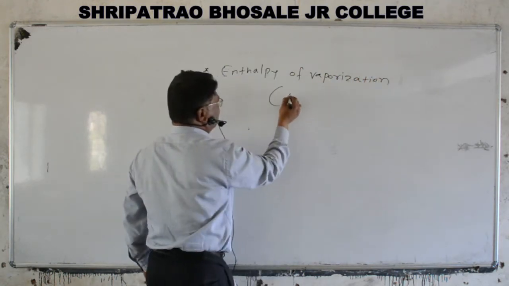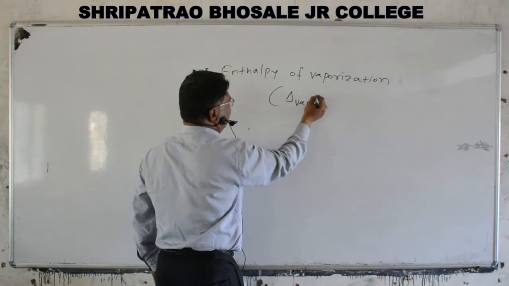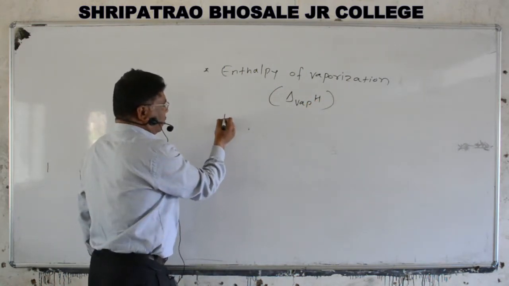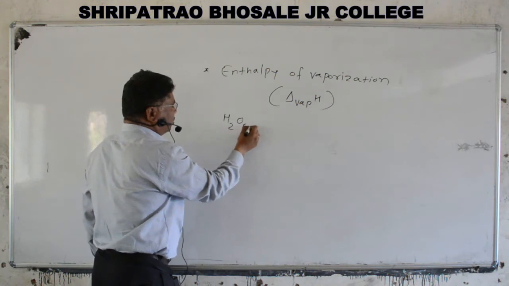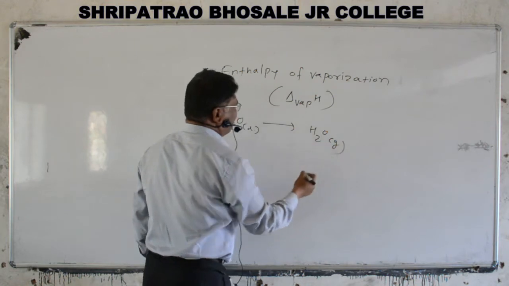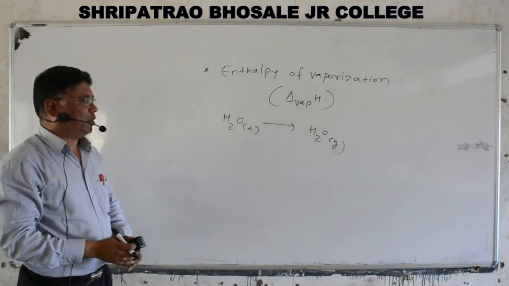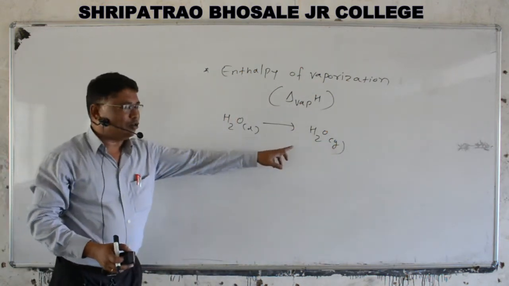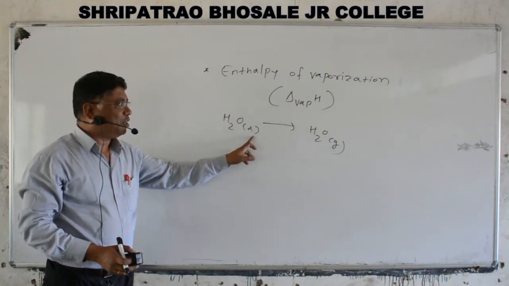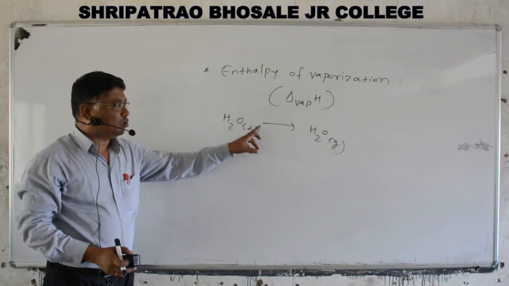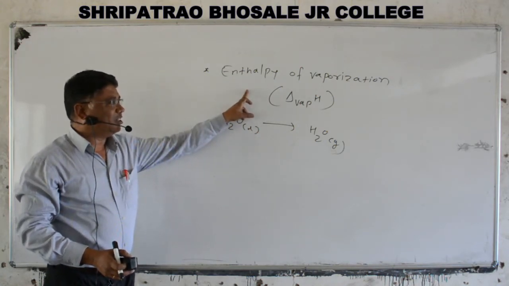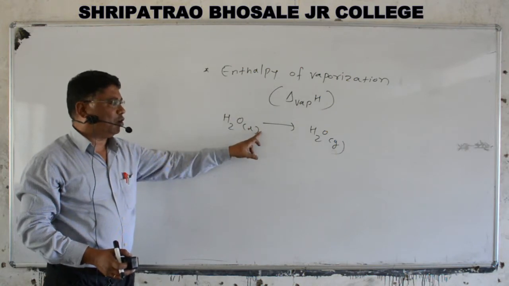Denoted as delta H vaporization. So you know that H2O liquid is converted into H2O gas. Vaporization takes place: liquid is converted into the gaseous state, and during this process, whatever heat, that means enthalpy, is changed, that is called the enthalpy of vaporization.